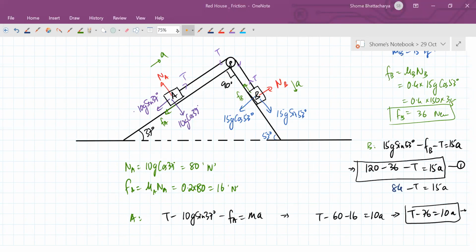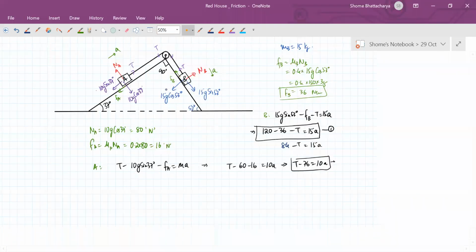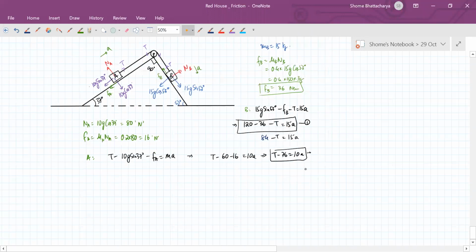Now the thing is, if our assumption was wrong, that acceleration is not happening, then we would have got a as a negative quantity from this, and we would have had to adjust. But here, our assumption is correct. So on adding the two equations, we get an agreeable result that 84 minus 76 is equal to 25a. So the acceleration comes out to be 8 by 25 meters per second square, that is 0.32 meters per second square.